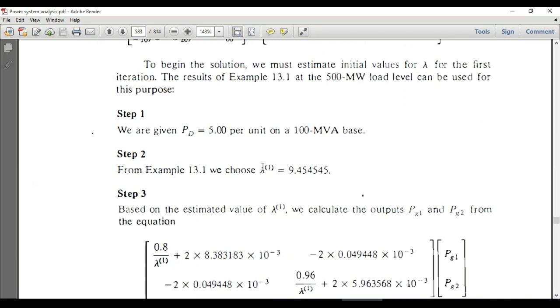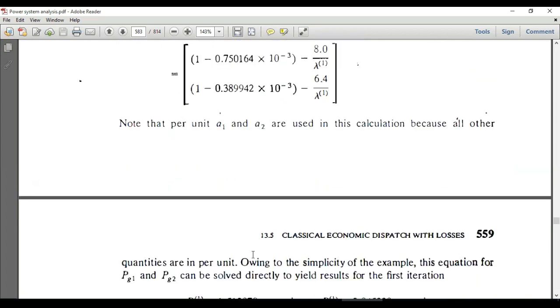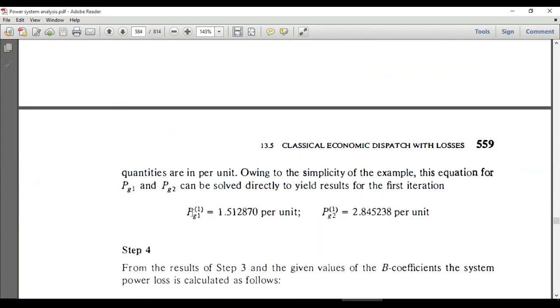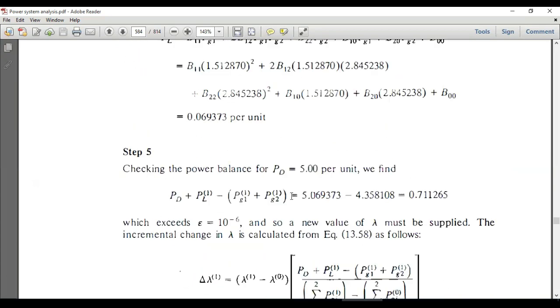We have to initialize the value of lambda first, which is AT PGT plus BT. And then we will substitute this value of lambda in this matrix and solve these two equations for Pg1 and Pg2. And then we have calculated the values of Pg1 and Pg2. And then we have to calculate the power loss. And then we have to check if this power balance equation is satisfied or not.